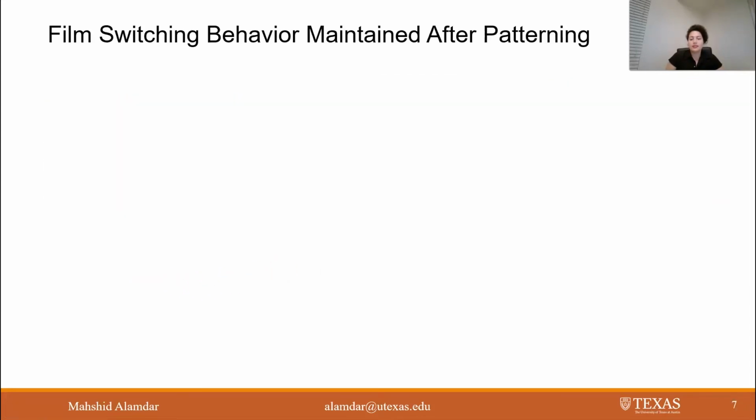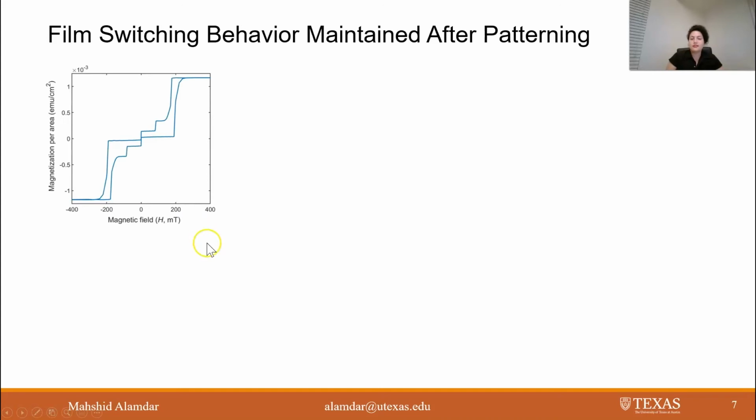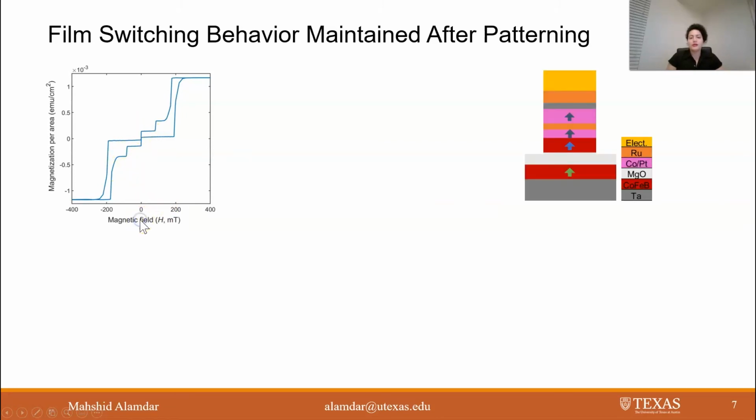Now let's take a look at the switching behavior of our patterned devices and compare them with the unpatterned film. In this figure, the out-of-plane major hysteresis loop of the unpatterned film shows perpendicular magnetic anisotropy. To better understand the switches, the magnetization vector of 4 ferromagnetic layers of the stack are shown by arrows here. The bottom green arrow is the free layer, the blue arrow is the reference layer, and the top 2 gray arrows are the 2 layers of the synthetic antiferromagnet or SAF layers.